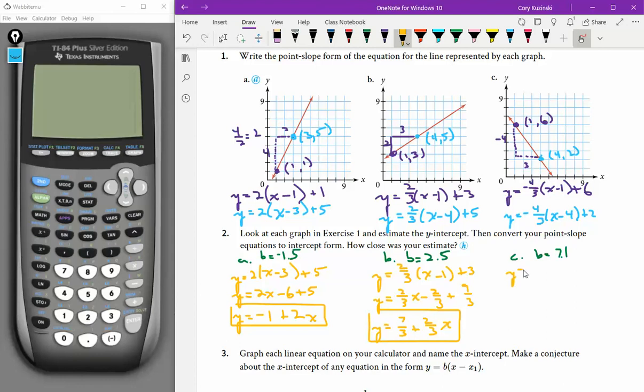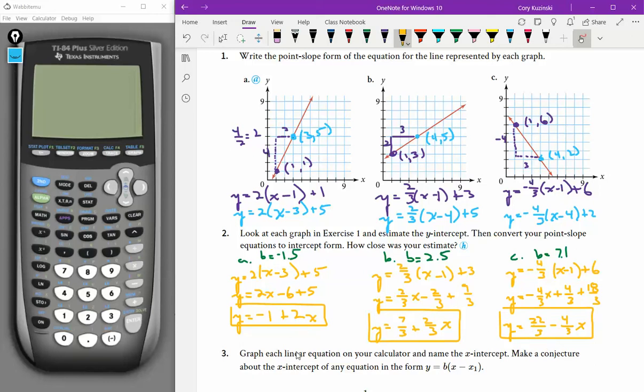I'll take the purple equation this time. y equals negative 4/3 times x minus 1 plus 6. Let's distribute the negative 4/3. So negative 4/3 x plus 4/3 plus 6, but I'm going to make it plus 18/3 to get a common denominator there. And then combine like terms. 4/3 and 18/3 is 22/3 minus 4/3 x. So I said the y-intercept was 7.1. It's actually 7.3 repeating.